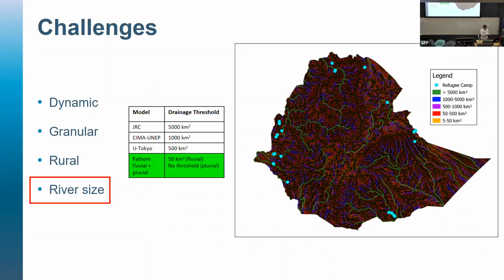The final challenge is related to the size of rivers most of these camps are exposed to, which limits the global flood models that can be used in any such analysis. So only 3 of the 24 camps in Ethiopia are exposed to flooding from large rivers with an upstream drainage area of 5,000 kilometers squared or greater. The remaining exposed camps are exposed to flooding in small rivers with an upstream drainage area of 500 kilometers squared or below. So this sort of limits the global flood models that we can use. So we use only the Fathom global flood maps. We use both their fluvial and pluvial flood maps, which captures inundation on quite small streams.